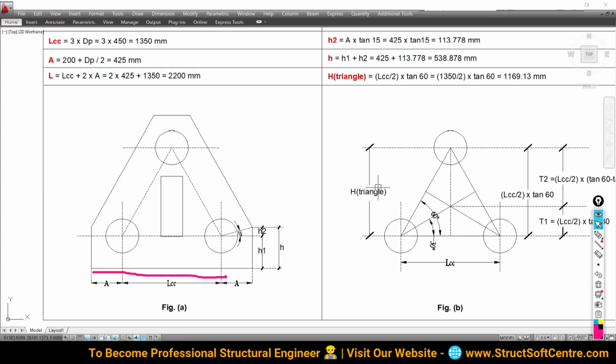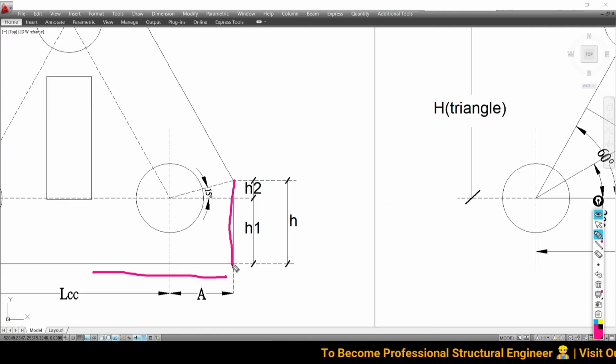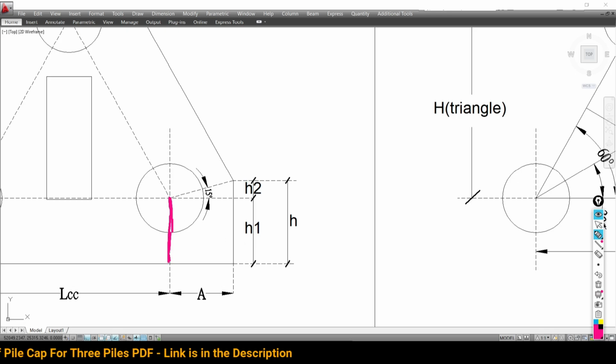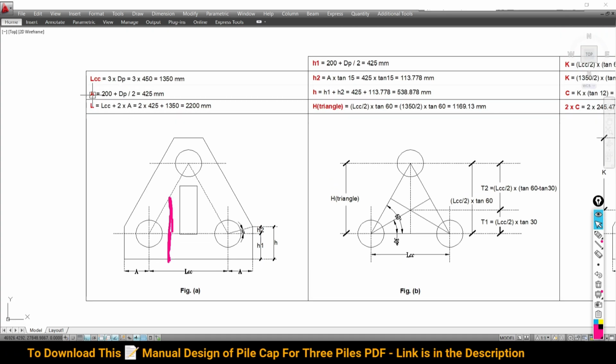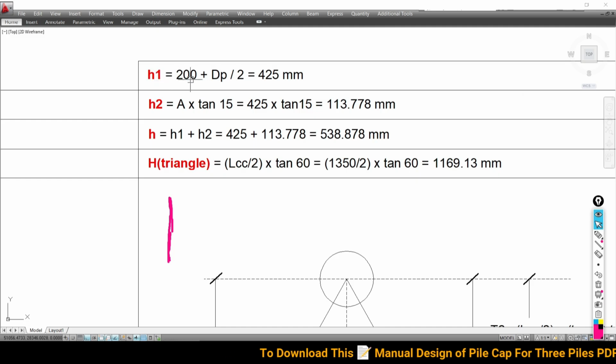Thereafter, we have to extend our calculation to find this height, the side edge, the vertical edge of the pile cap. How can you calculate this? It's very simple. First we know this value, H1. It is nothing but the clear edge distance plus half of your diameter, so we know it as 425. It is equal to your A value. Again we calculate that value as H1: 200 plus diameter of pile divided by 2, and again it comes out the same, 425.